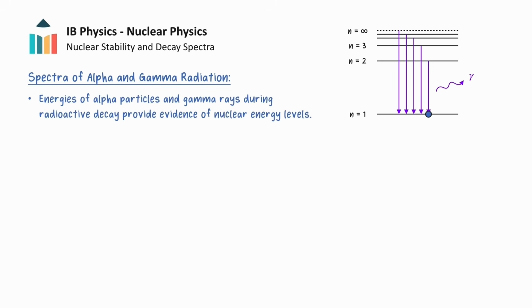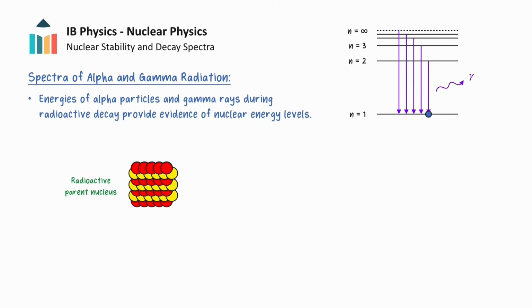Recall that the emission of photons with discrete energies during energy level transitions of electrons provided evidence for discrete energy levels for the electron shells. In a similar fashion, the energies of alpha particles and gamma rays emitted during radioactive decay provided an insight to the energy levels inside a nucleus.